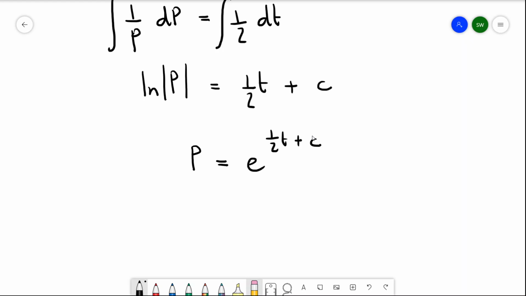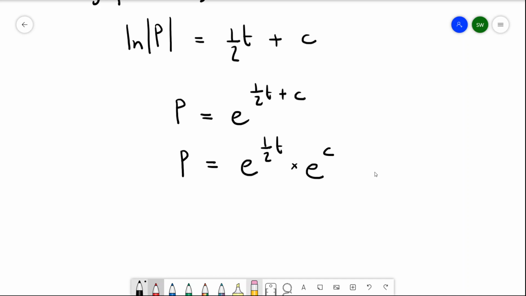If inside the power you've got plus c, what we normally do is we split this up into e to the power of a half t times by e to the power of c, because we would add those two powers together and get back to what we started with. Well, e to the c is just a constant. So we might as well say e to the c is equal to some other letter, and we often use the letter a, because e to the c is just another constant that we're trying to find. So we could actually write that as p equals a e to the half t.